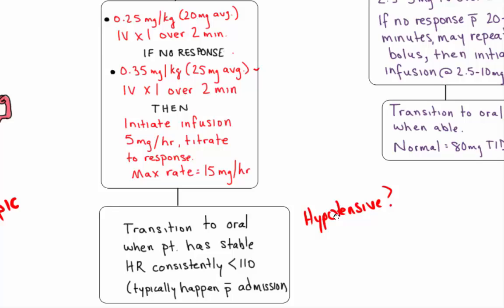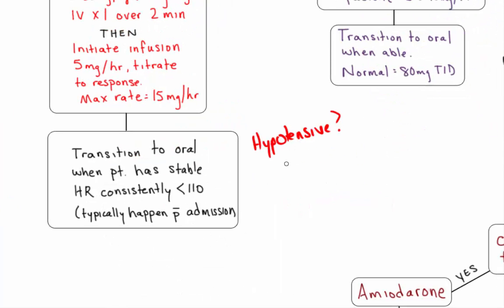So sometimes we'll start with 5 to 10 milligram bolus, and then we can follow that up with a 10 to 15 milligram bolus, and we may start the infusion at 2.5 milligrams. So it's very clinically dependent. You just have to treat based on what the patient is presenting with.